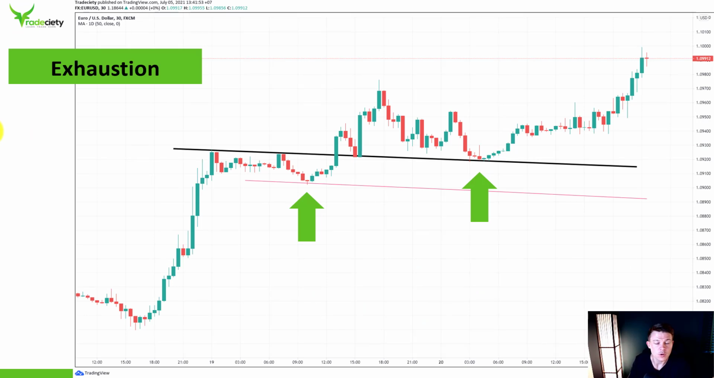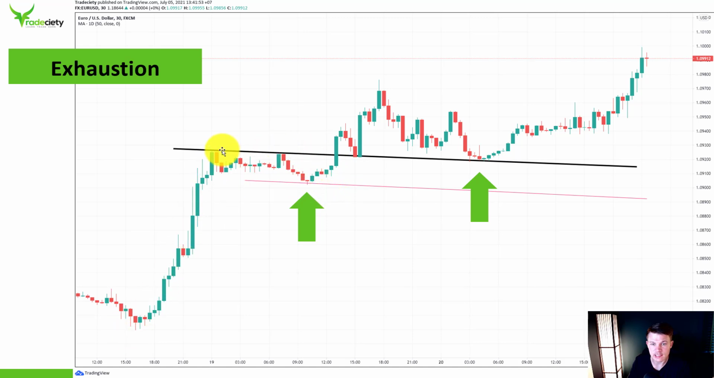Setup number 2, or price action setup, is exhaustion. I love the concept of exhaustion. It's one of my favorite ones. And exhaustion, you can add it, or you can combine it with a regular breakout, with a regular pullback or reversal approach. And what does it tell you?